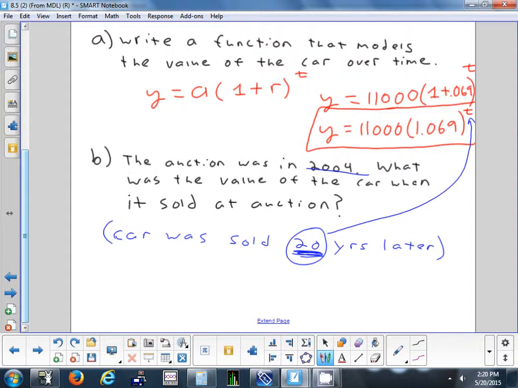Now we're going to need our calculator. Once I type this in, this is going to be the value of the car. So we got 11,000, 1.069. What's my exponent? Well, T is now what? 20. Okay, filling in 20.